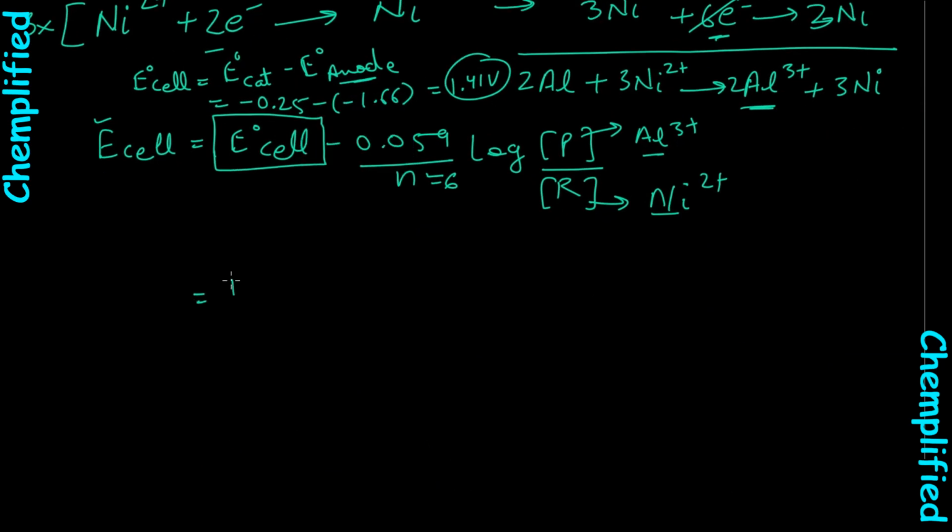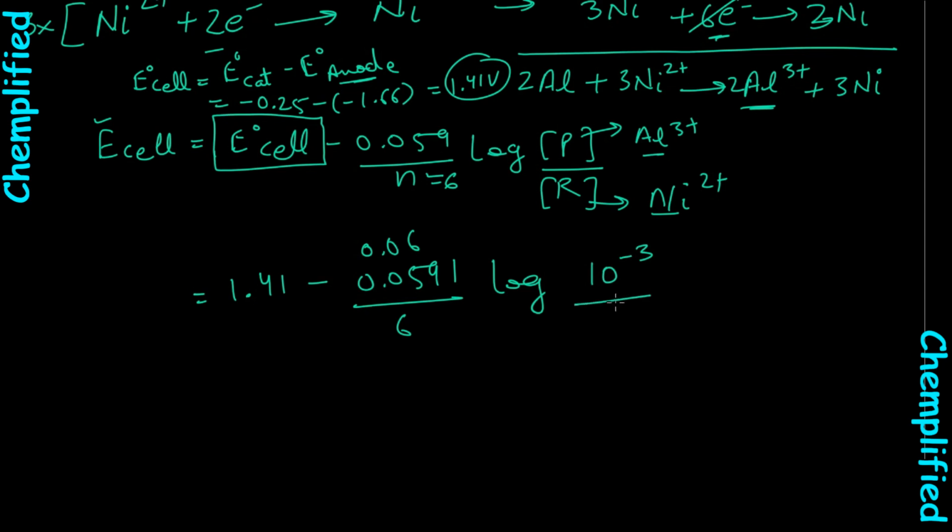After substituting you will get 1.41 minus 0.0591, or approximately you can write 0.06 upon 6 log. Now in place of product you have to write the concentration of aluminium, and the concentration of aluminium is 10 to the power minus 3 upon 5 into 10 to the power minus 1. Now in the power you have to write 2 in case of aluminium and 3 in case of nickel.